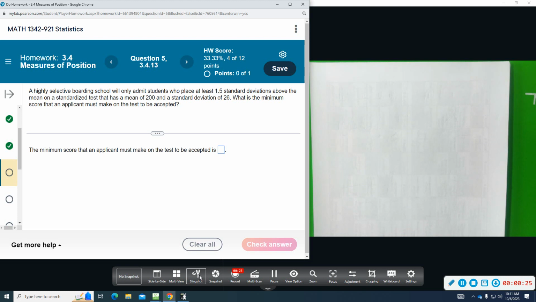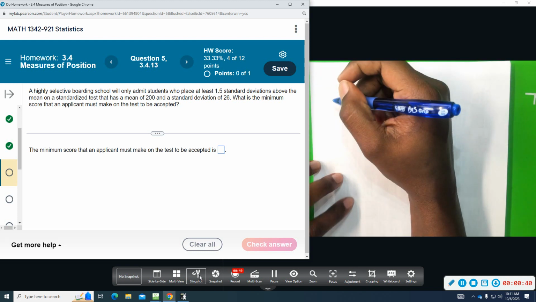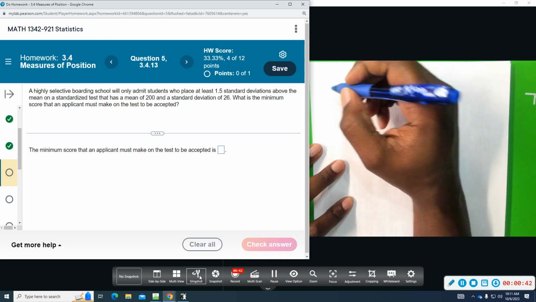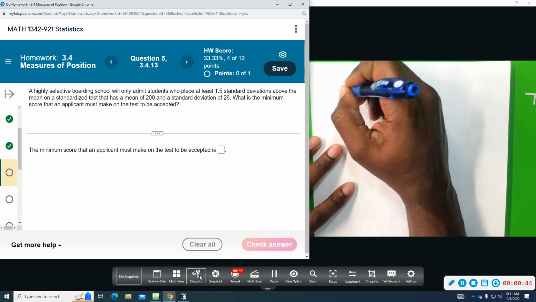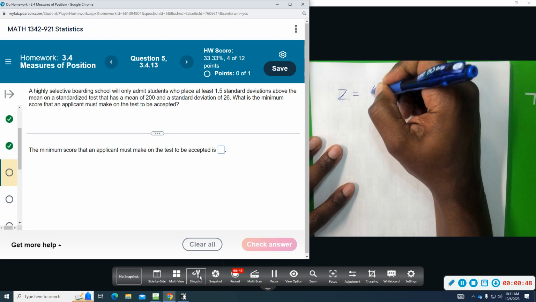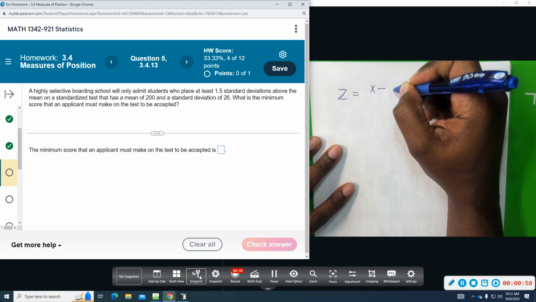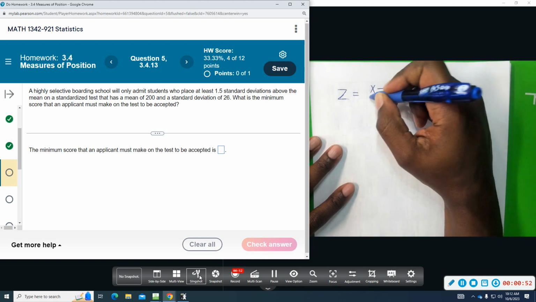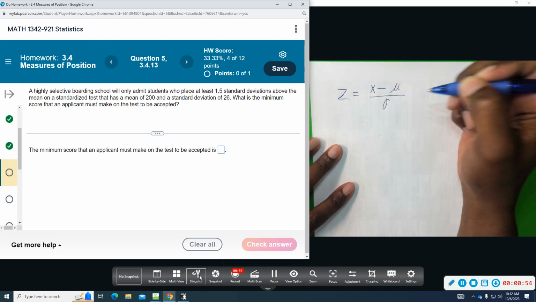So all we need to do is compute a z-score, and that will help us figure out what that score needs to be. So we will use the z-score formula. Z equals x minus the mean divided by the standard deviation.